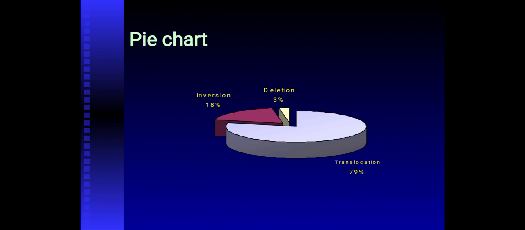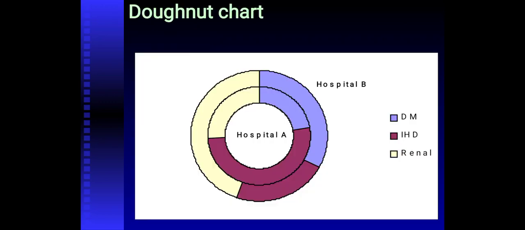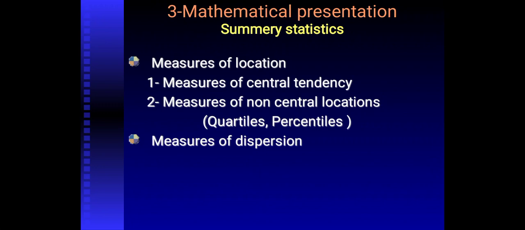A 360-degree circle is drawn. Based on the observations, that circle is divided into various parts, and it is named by dividing with a percentage. It is called a pie chart. Then this is an example for a donut chart. Next, the mathematical presentation, summary statistics.